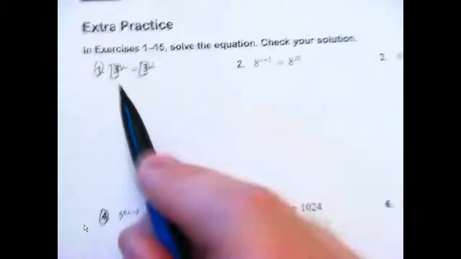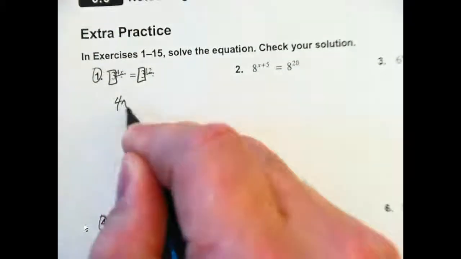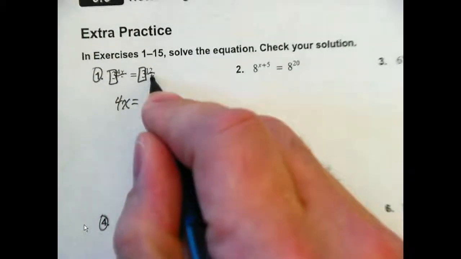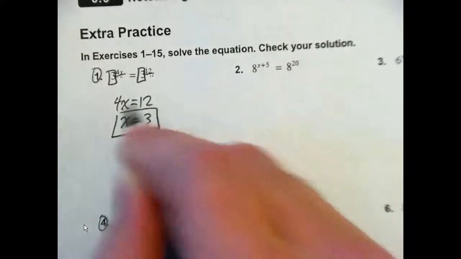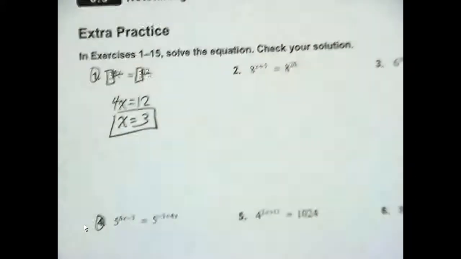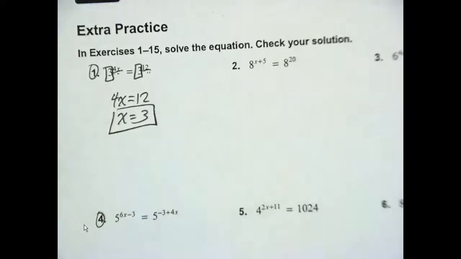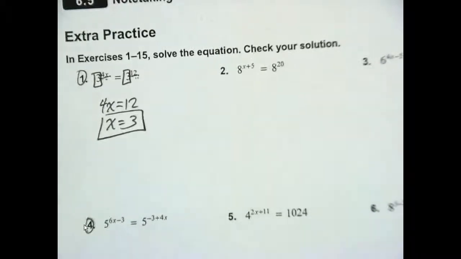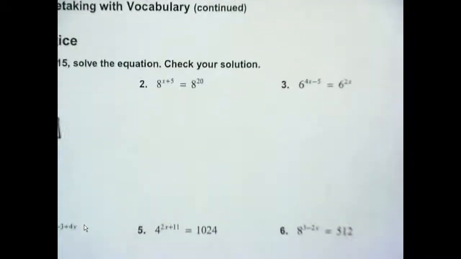Okay, well this says 3 to the 4x equals 3 to the 12th. Well, that means 4x must equal 12, which means x is 3. Because the powers have to be the same because the bases are the same. Okay, so when you're going through these, the first thing to ask yourself is the base the same? If it is, then just set the powers equal. I want you to try number 2 and 3 on your own, please.